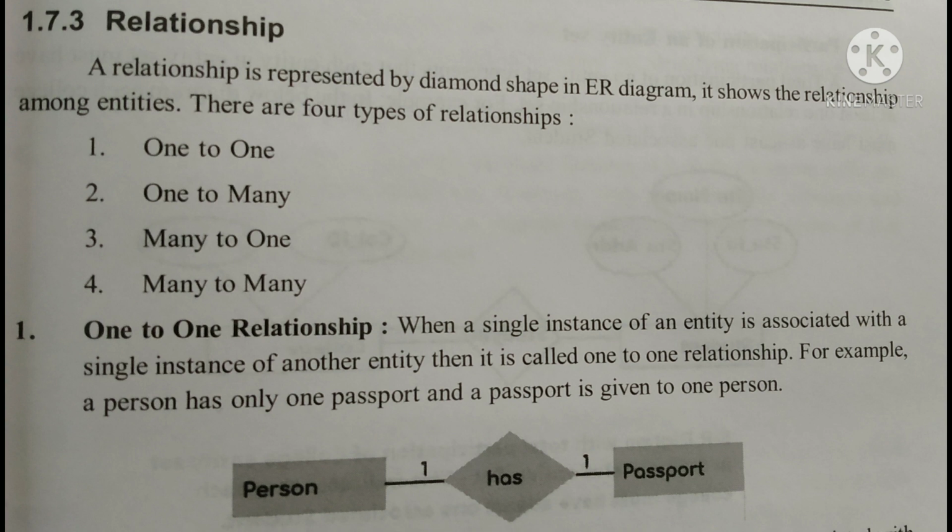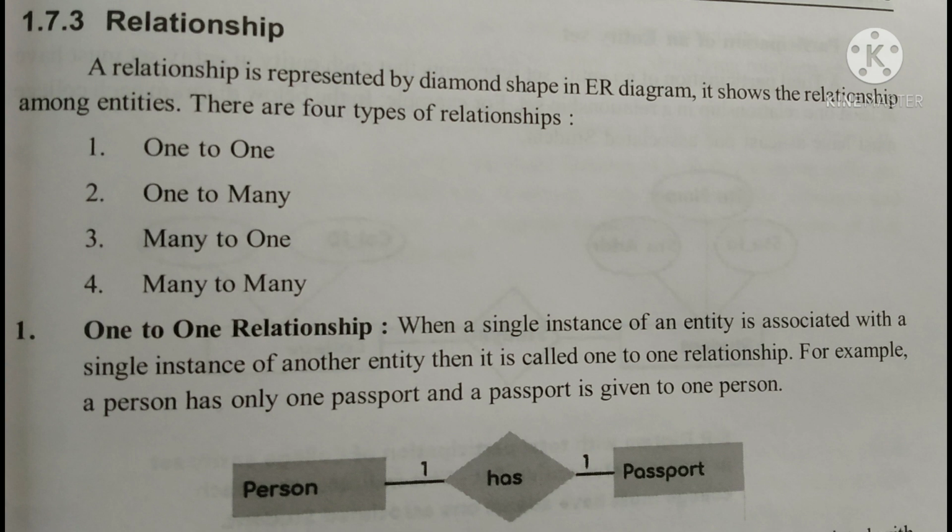Then you can go for the one to many relationship. When a single instance of an entity is associated with more than one instance of another entity, then it is called a one to many relationship. For example, a customer can place many orders, but an order cannot be placed by many customers.